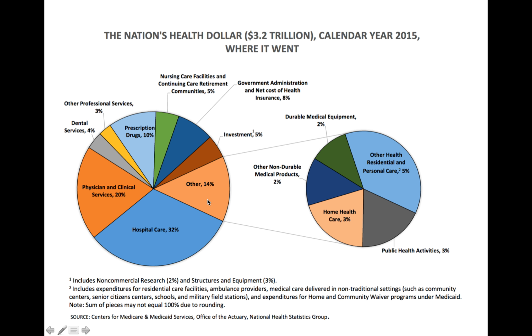And then of this chunk of other, we look at home health care, medical products, residential health care, and again, of this overall 3.2 trillion, 14% went to other. Of that, 3% is spent on public health activities. So the tiniest fraction, even though we know that public health activities have the biggest bang for their buck and that prevention can reduce the need for many of these other services.